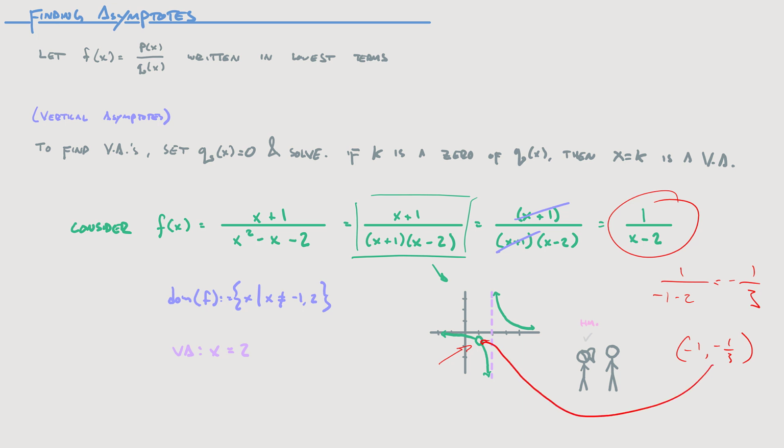So yeah, sometimes there are these open holes in the middle of your graph as well. And that also would count as a discontinuity. That one's actually called a removable discontinuity. But anyway, that's how you find vertical asymptotes. Set the simplified denominator equal to 0.